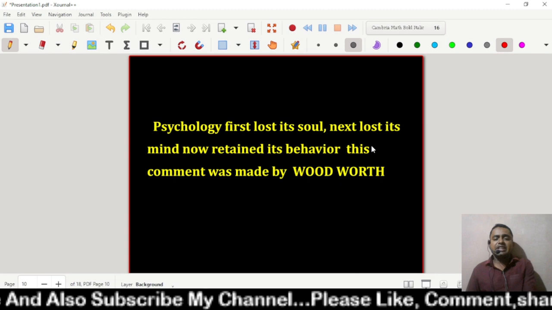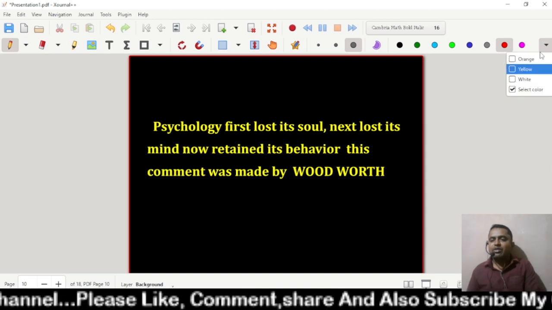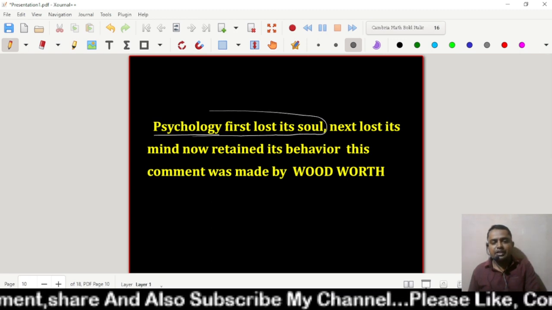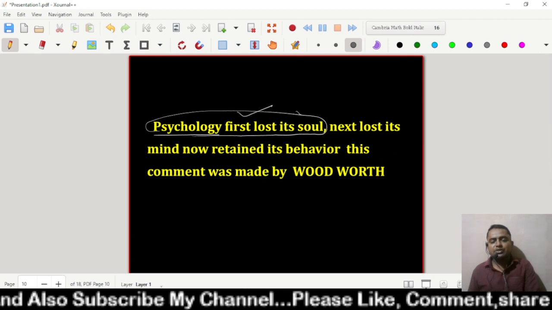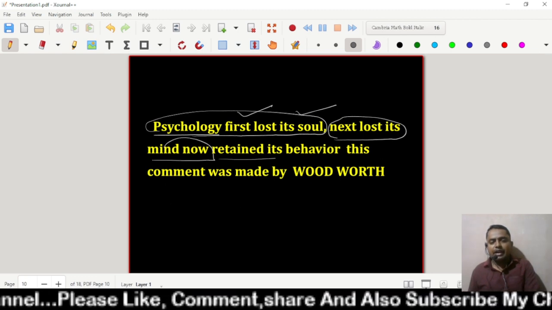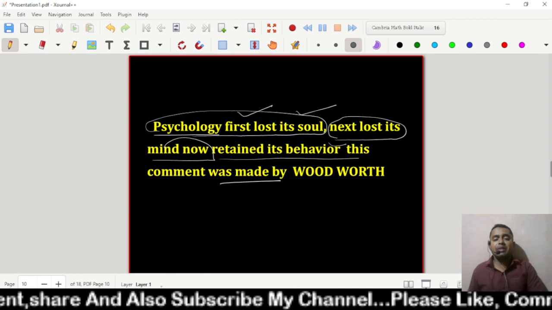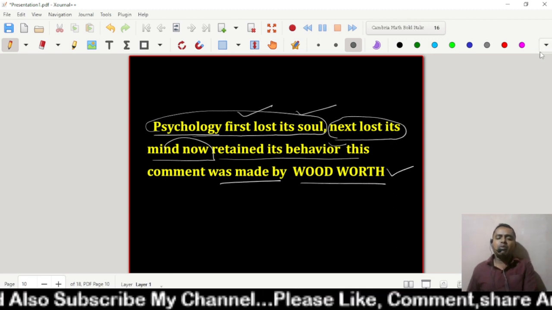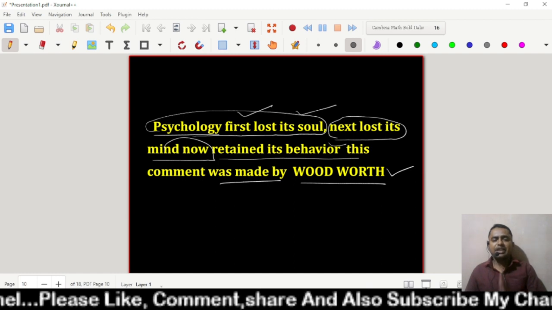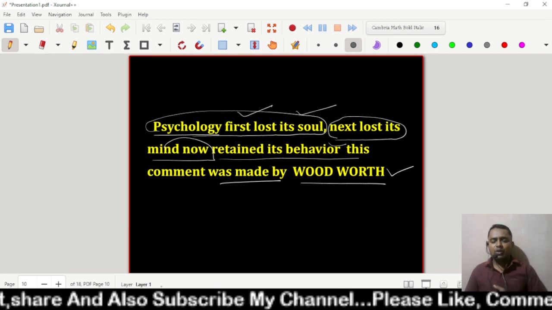Next, an important point for your competitive examinations, TET and CET. Psychology first lost its soul. Next, it lost its mind. Now it retains behavior. This statement was made by Woodworth. Psychology first lost its soul, next lost its mind, now it retains behavior. This statement was made by Woodworth.